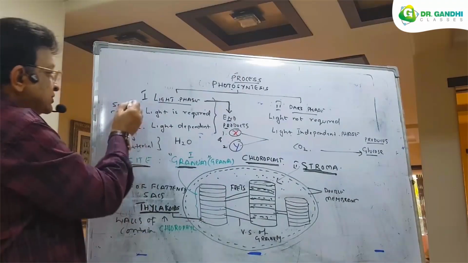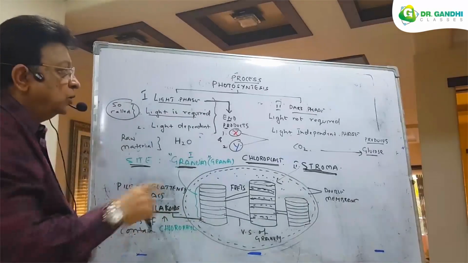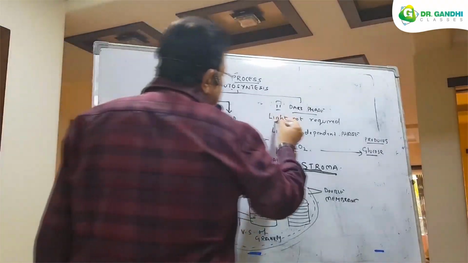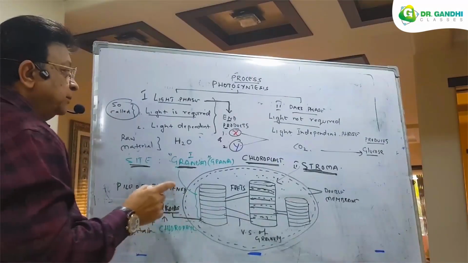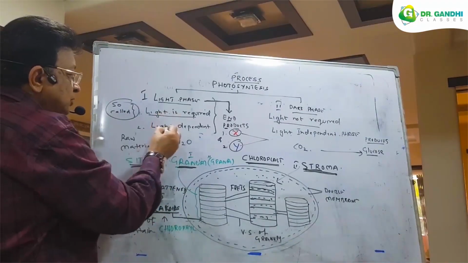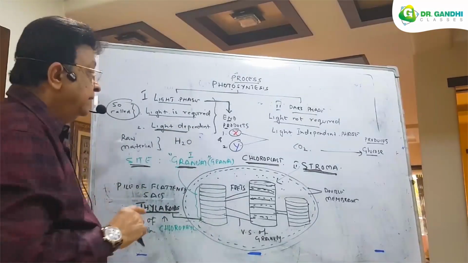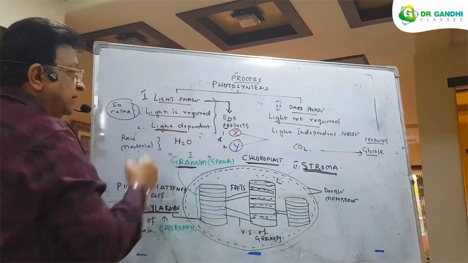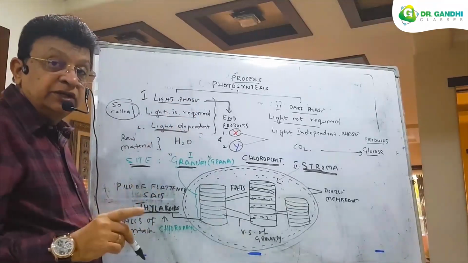Why is the light phase so called? Because light is required. Why is the dark phase so called? Because light is not required. Then what is required? Pay attention. Because light is not required in the dark phase, you call the light phase a light dependent phase. Light dependent phase.